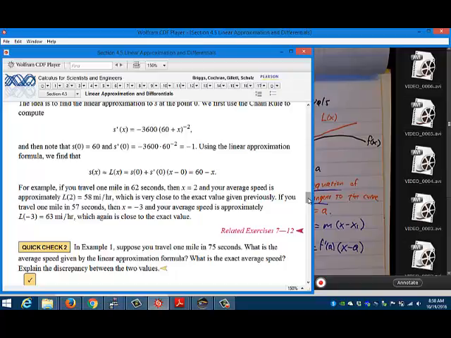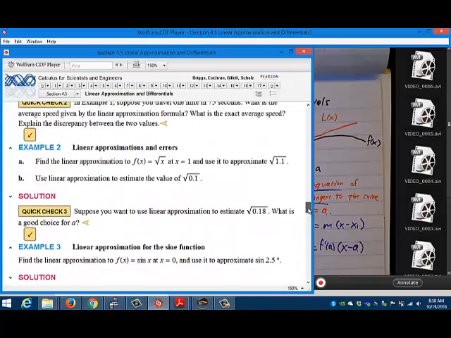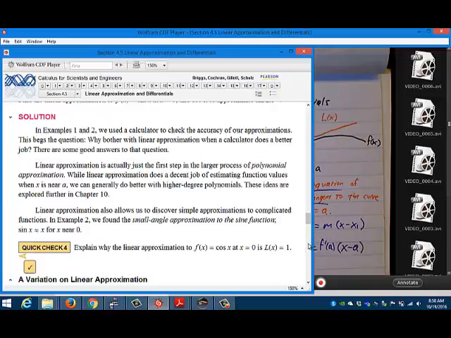Are you with me? Of course, they actually show you they got this equation 60 minus x using our old formula. And then quick check 2 is all about that. So that's kind of interesting, I think. So let's look at a couple homework problems maybe.